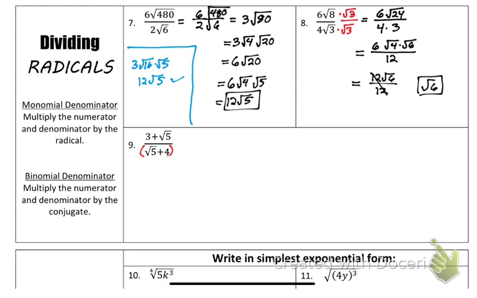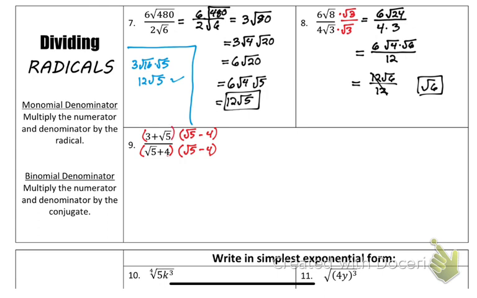So we're going to multiply by the conjugate, but in my mind, I'm just trying to create a difference of squares. So if I have square root of 5 plus 4, what would I need to multiply that by to create a difference of squares? I would have to put a negative in there. So we're going to multiply this by square root of 5 minus 4, but I have to do that to the top too, square root of 5 minus 4.